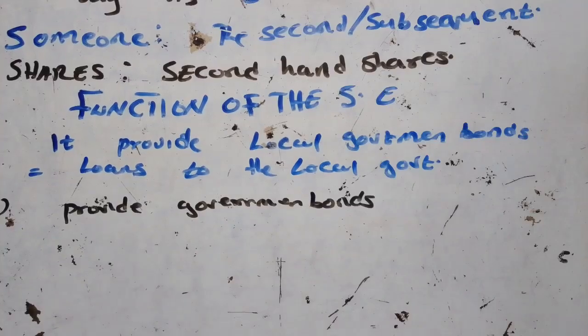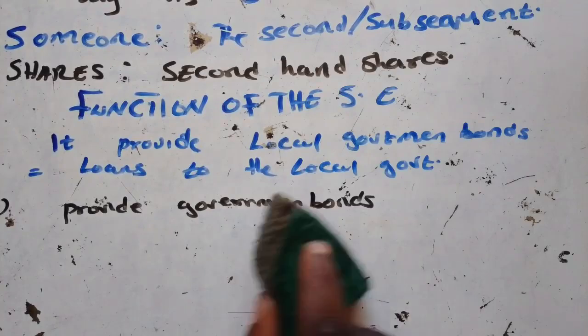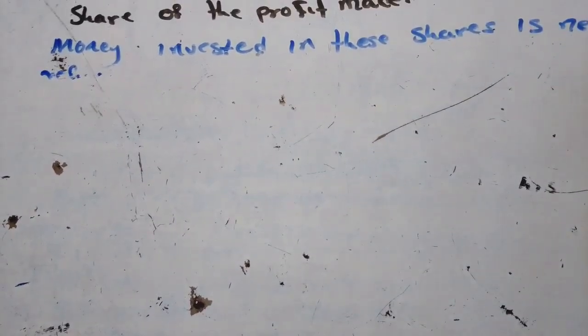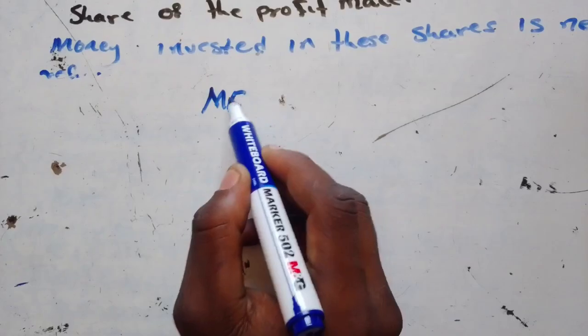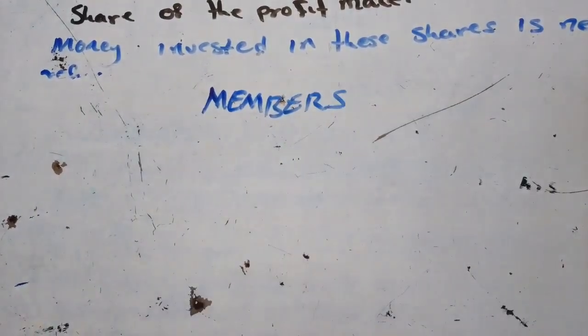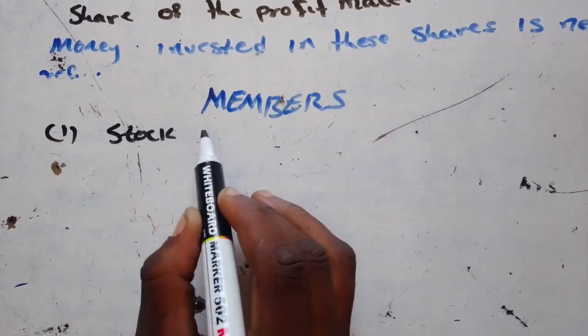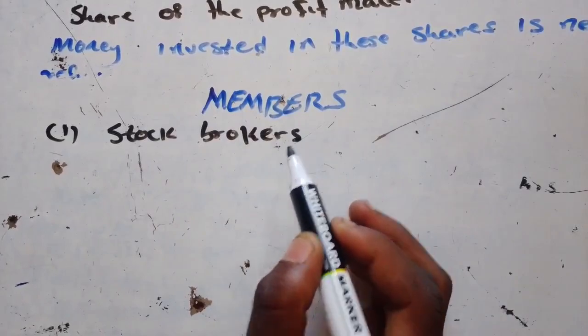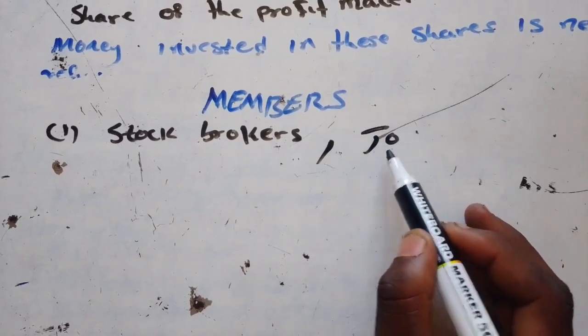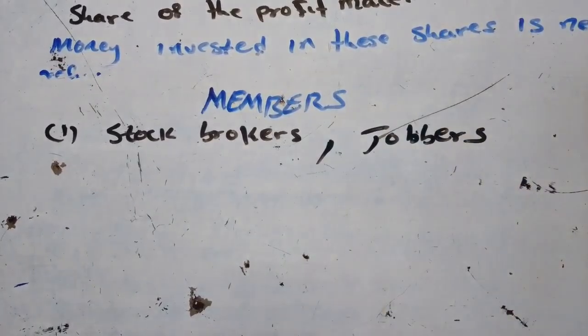Okay, so now let's look at the members of the stock exchange. Who are the members of the stock exchange that we are talking about? The stock exchange is mainly made up of two members. We have the stockbrokers and the jobbers. So these are the members.